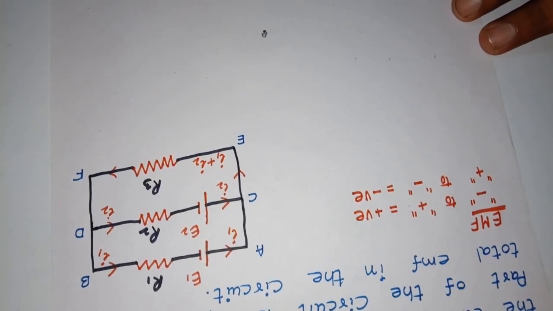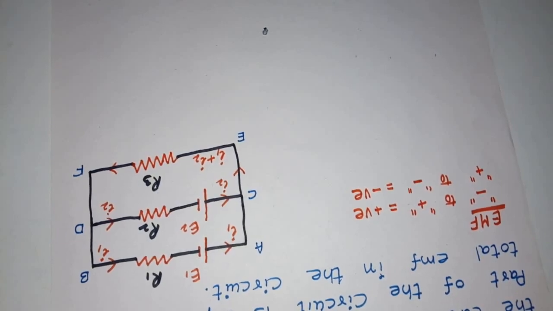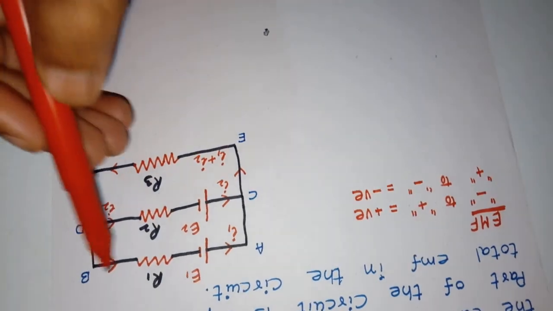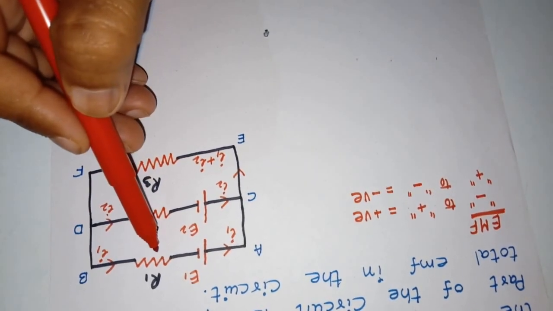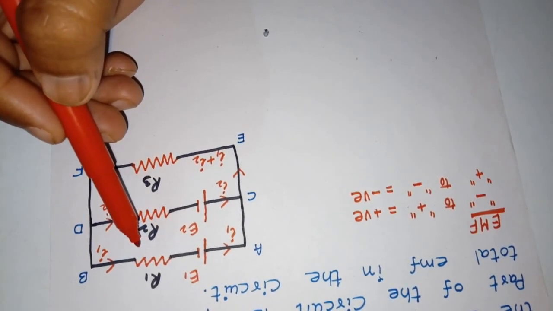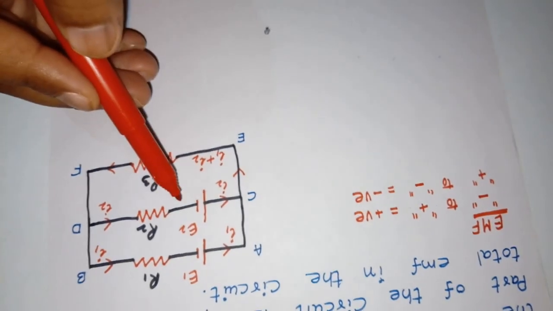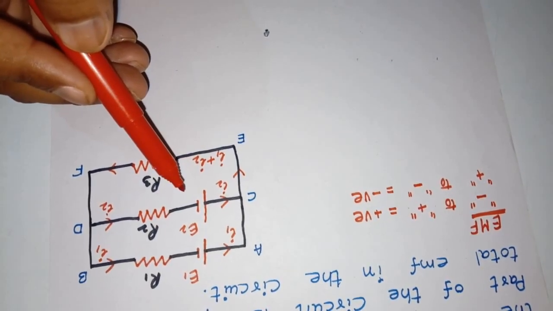And in the case of potential differences across the resistor, how the sign conventions should be taken, let us try to know. Here, when we are moving along the resistance, that means when we are moving along the direction of the current, that should be taken as negative. And when we are moving opposite to the direction of the current, that should be taken as positive.